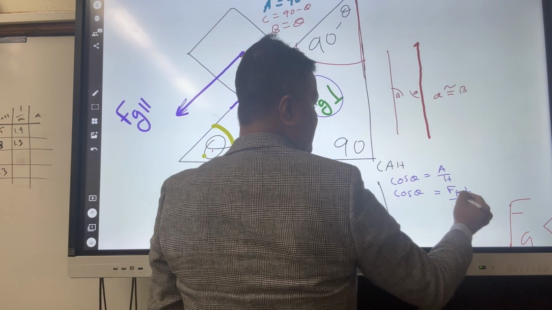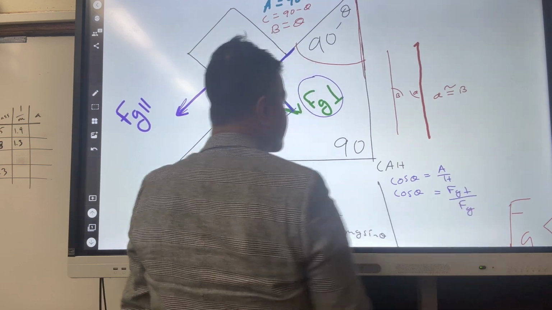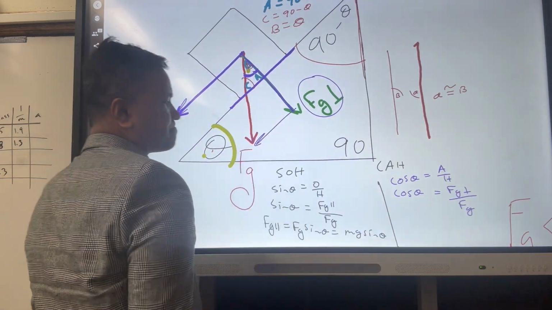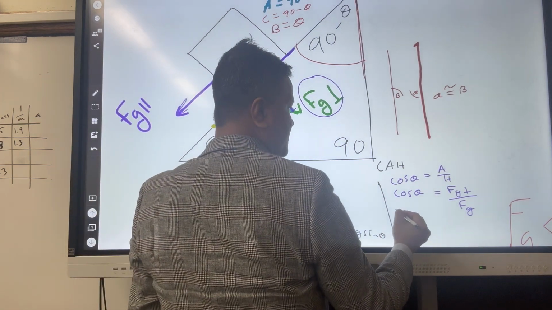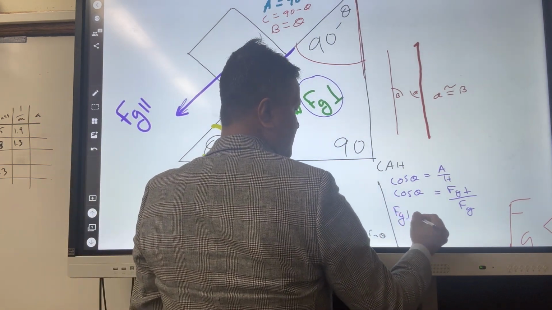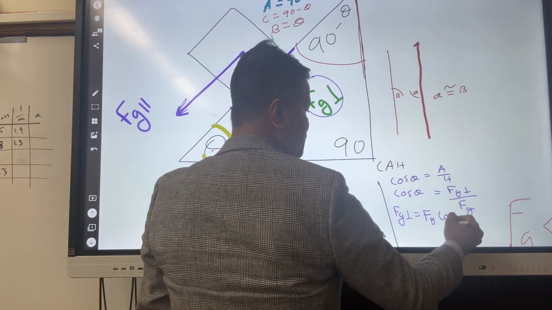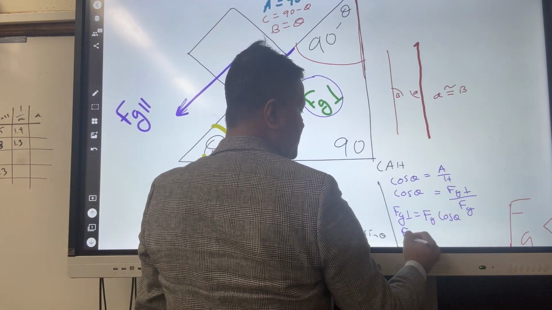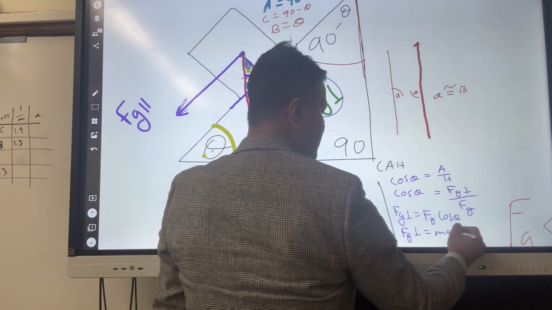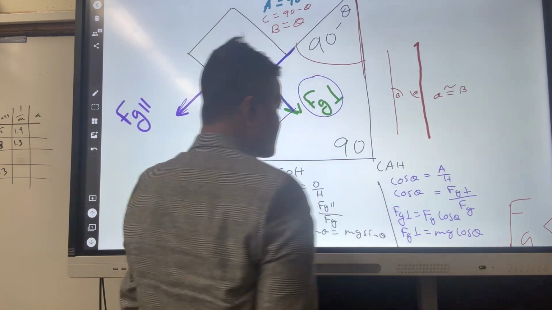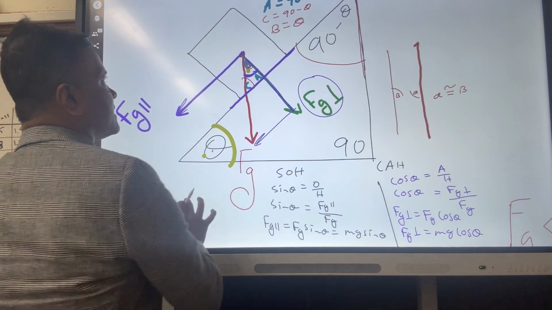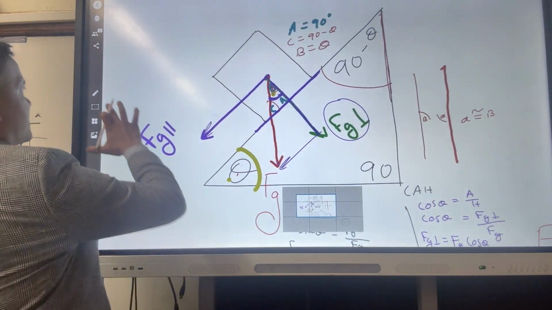Okay, and this one is FG. So FG perpendicular is FG cosine theta, or FG perpendicular is mg cosine theta. Okay, that's good. Now I'm going to come back over here to this right angle triangle.